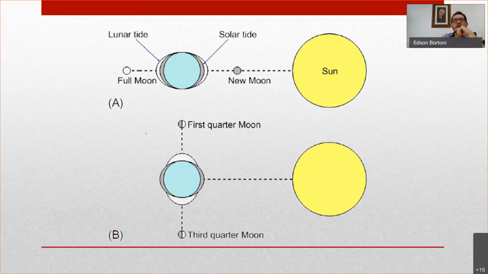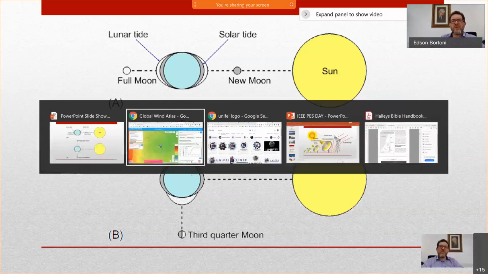So the tidal depends on the moon position, because of the mass of the moon, the gravity of the moon, it makes the tidal. What's happening?